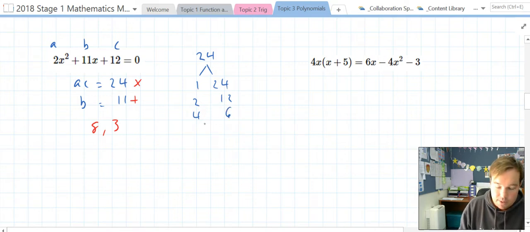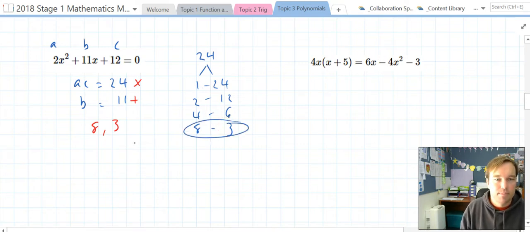What else goes in there? Well, you could be thinking, well, 8 and 3. And as you go down finding factors, you're adding them together in your head, thinking, well, which one of these is going to come close to 11? It's that one, that's our number. Alright, so now we've got this 8 and 3, what do we actually do with it?